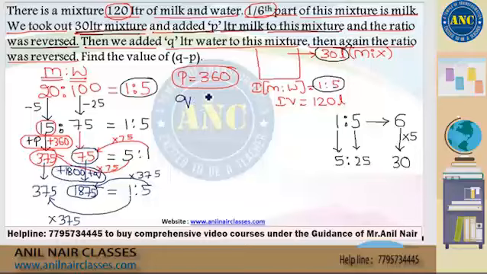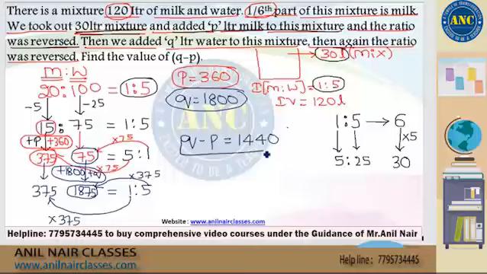P value is 360. Q value is 1800. The difference of Q and P, 360 and 1800 difference they are asking. Answer is 1440. Classical way of solving a question, sir.